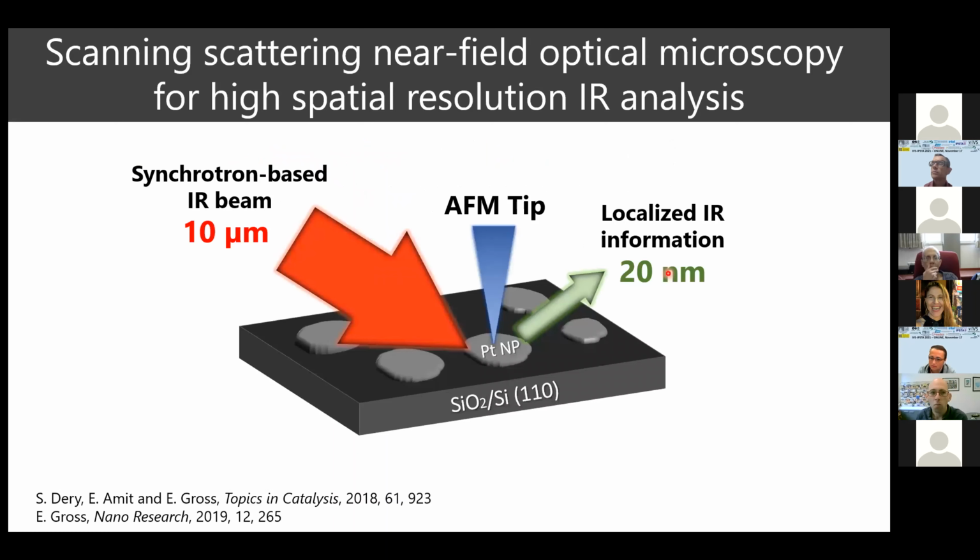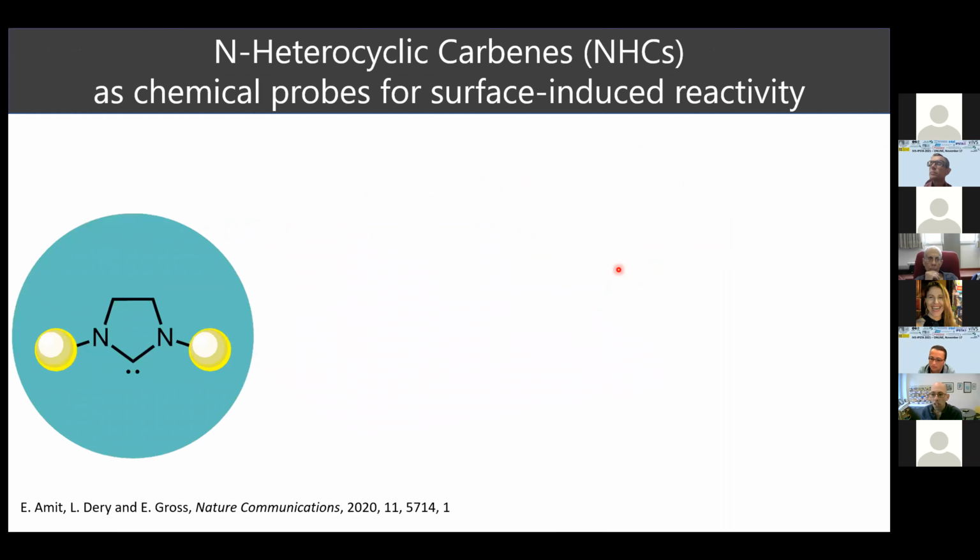So IR nanospectroscopy is based on scattering SNOM. We use a synchrotron IR beam with a beam size of 10 micron, focus it on an AFM tip, and then by locally enhancing the IR light, we can extract the localized IR information with a resolution of about 20 nanometer. And in order to detect the reactivity, we also use a probe molecule, which we make.